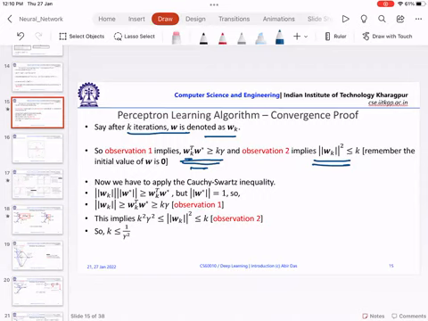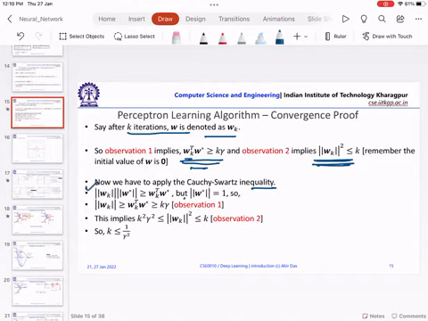So as the initial W was 0, the length was 0. So after k iterations, it is less than or equal to k. Now we have to apply the Cauchy-Schwarz inequality, which you know from linear algebra. So this is between WK and W star. The product of the norms of the two vectors is greater than or equal to the inner product of the two vectors.